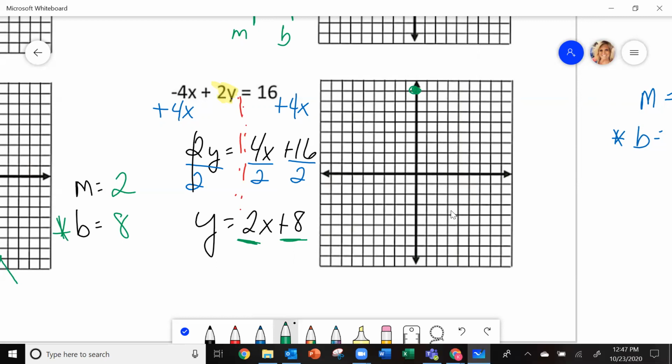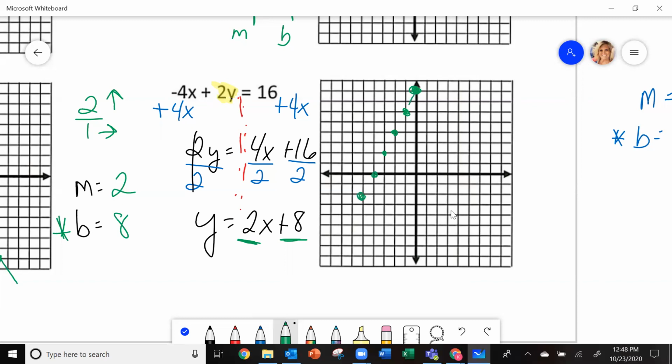My slope is a positive number, and it's also a whole number, so I put it over 1. It's telling me to go up 2, and the bottom number is always to the right. Well, here's the problem. If I start at my y-intercept and I go up 2 to the right 1, I'm off the graph. So let's go backwards. Down 2 to the left 1. Keep going.